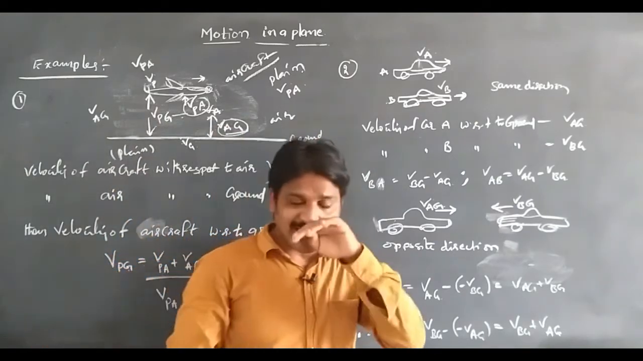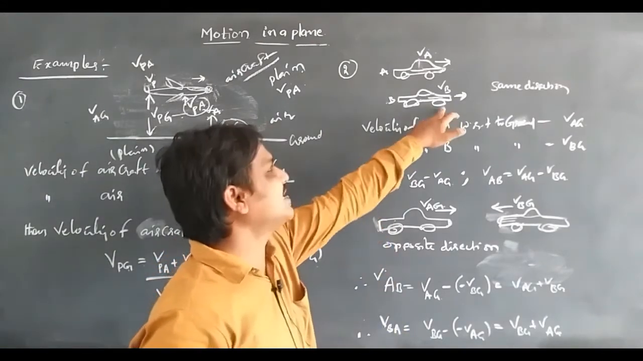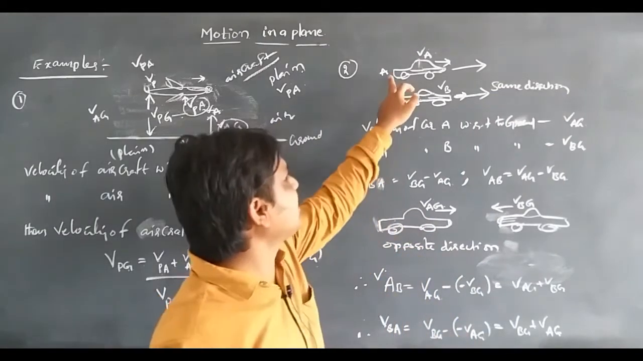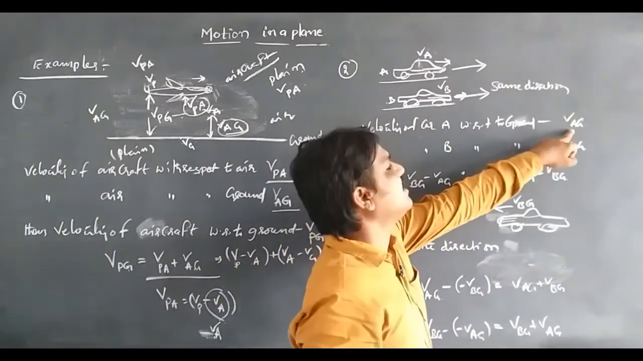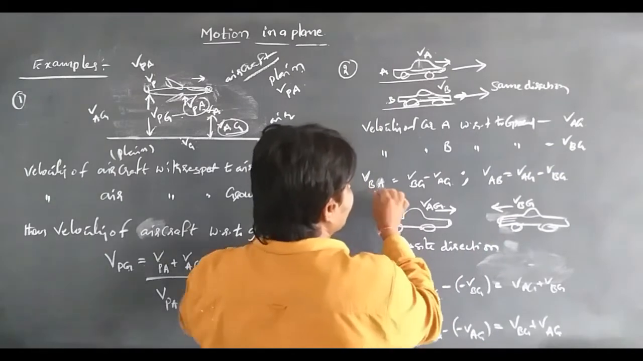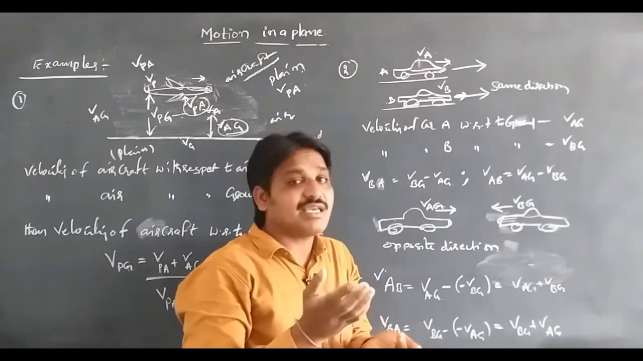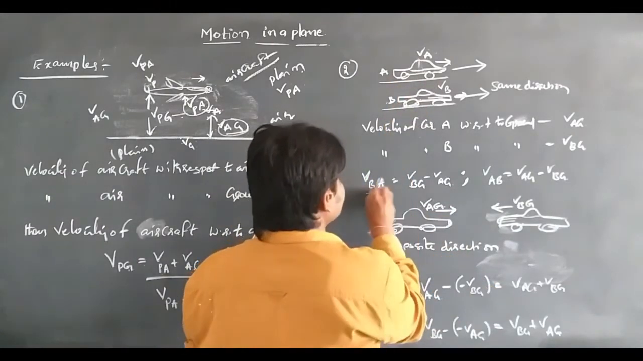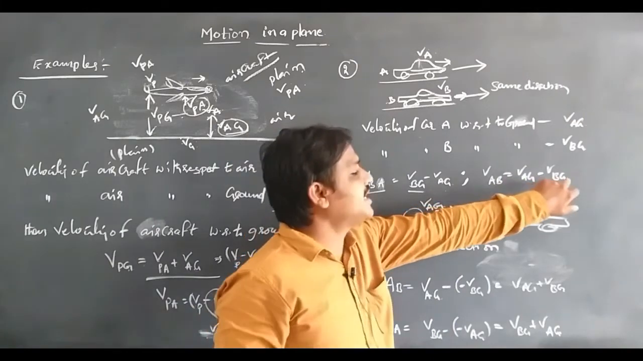And another one: if two cars A and B are moving with velocities VA and VB in the same direction, then the velocity of car A with respect to the ground will be VAG, and the velocity of car B with respect to the ground will be VBG. So VBA is equal to, we are not considering the ground here, we are considering only the velocities of the two vehicles. So VBA is equal to the velocity of body B with respect to the ground minus VAG, and VAB is equal to VAG minus VBG.